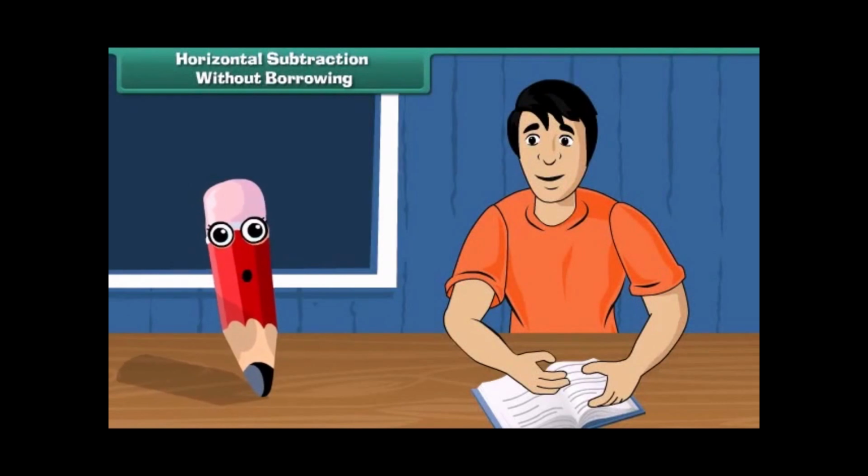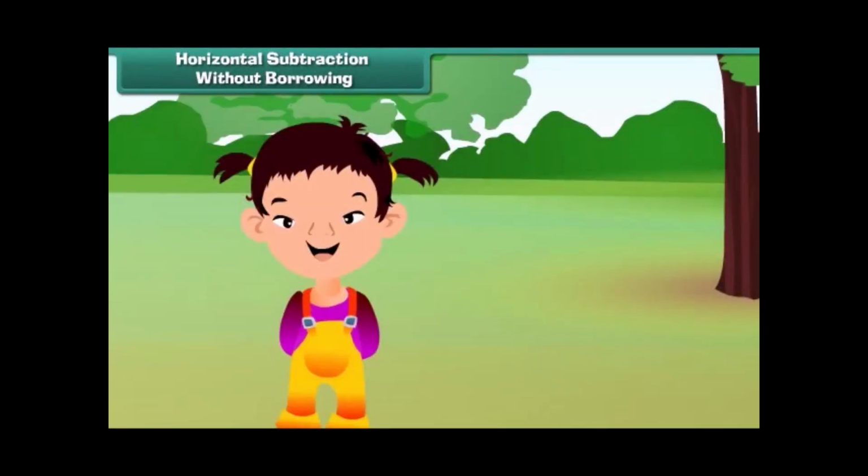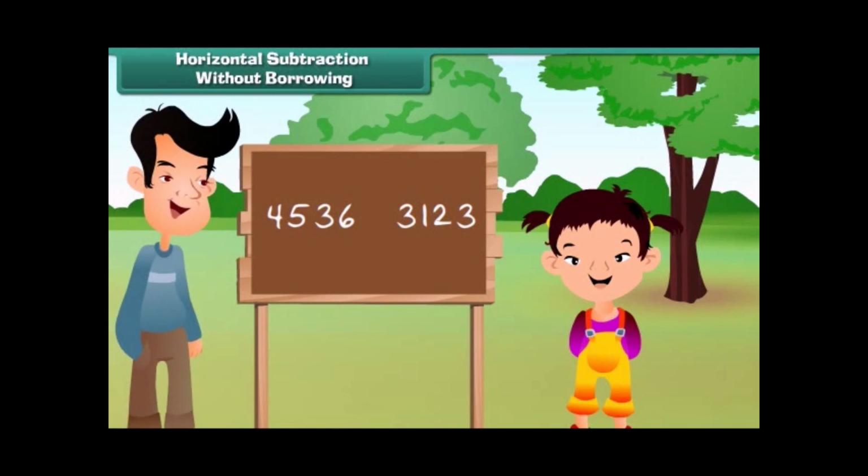Let us now move on to subtraction. Wendy went on a picnic last Saturday. The picnic spot had 2 boards with 2 different numbers written. Let us look at the numbers 4536 and 3123. Her father asked her to tell the difference between the numbers.